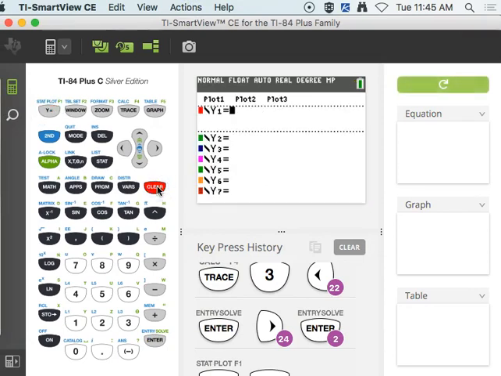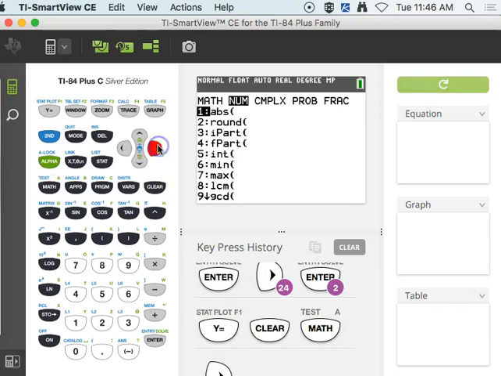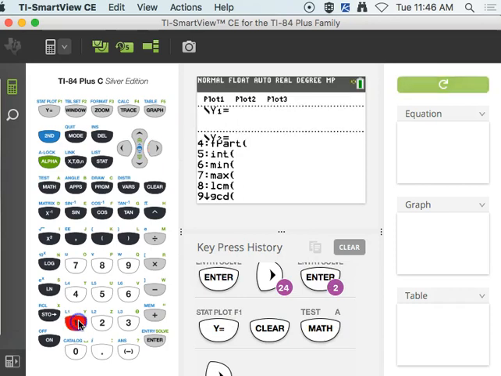Does anybody remember where we go for absolute value? I don't know. So we got it? Math, arrow to the right once for numbers, number 1. Good. Many people remember where that was.